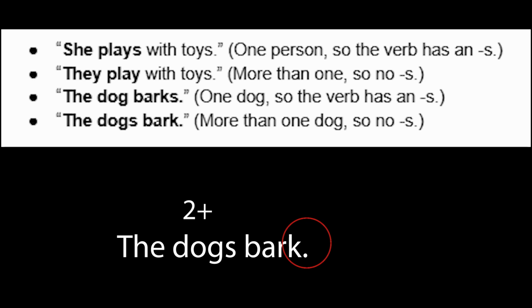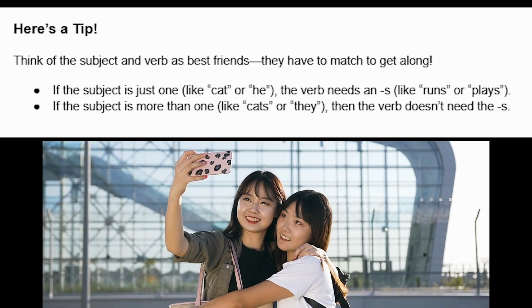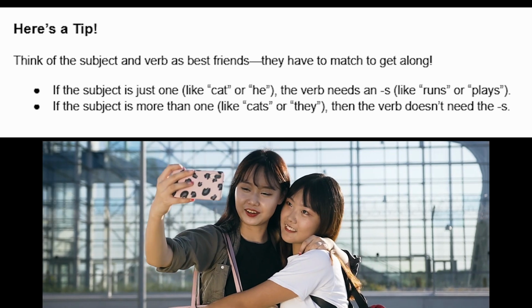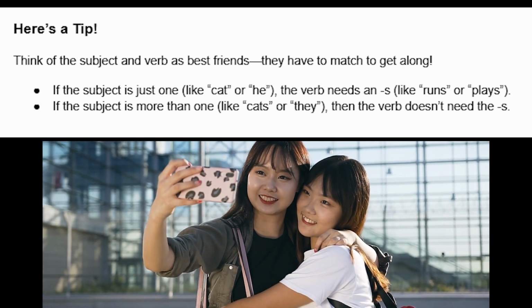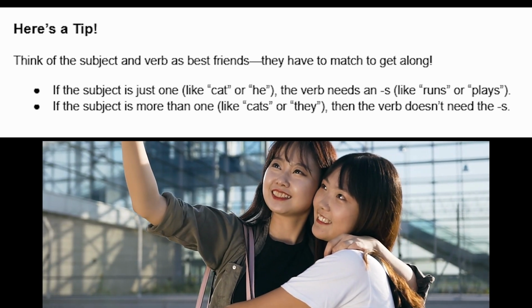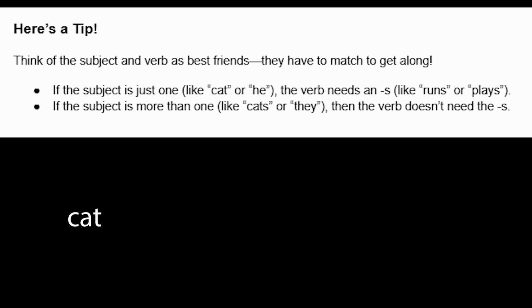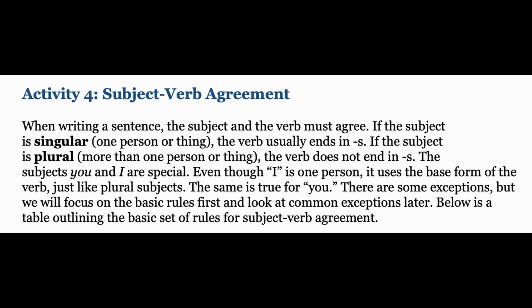Here's a tip. Think of the subject and verb as best friends. They have to match to get along. If the subject is just one, like let's say a cat or he, the verb needs to have the S, like runs or plays. If the subject is more than one, like cats or they, then the verb doesn't need the S.